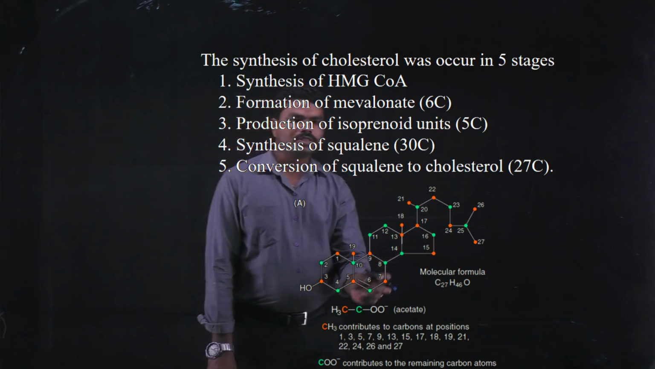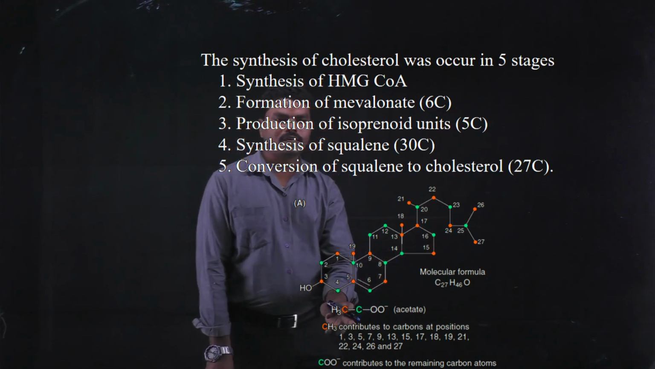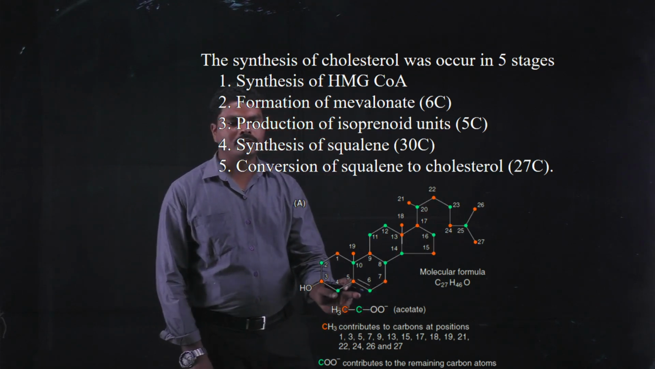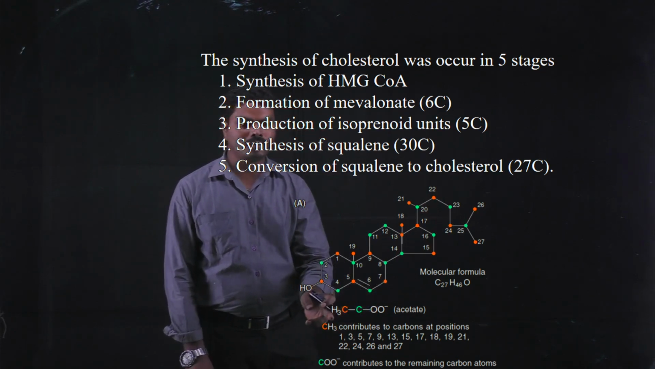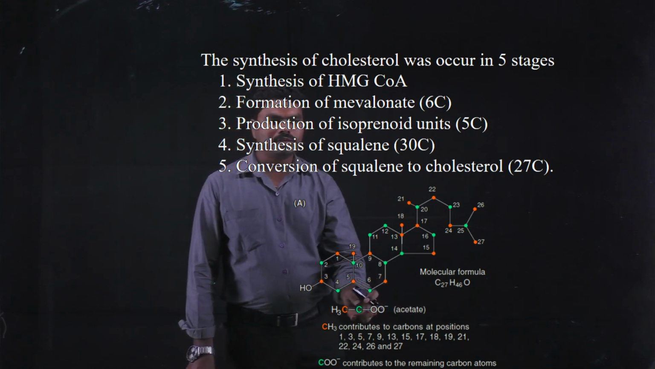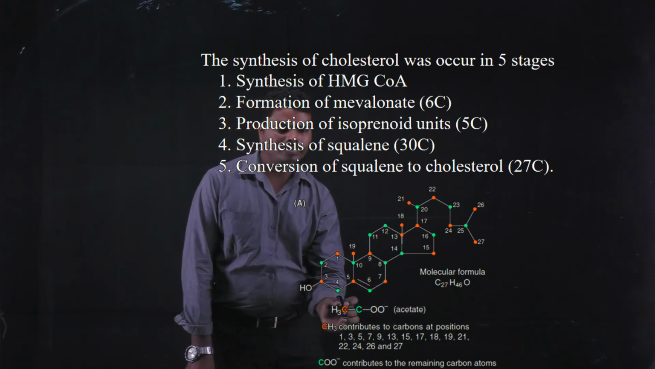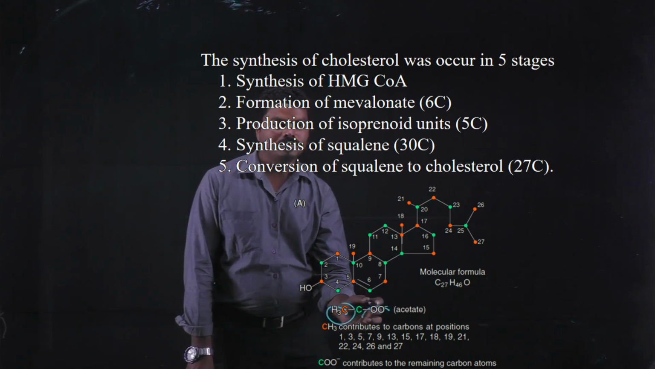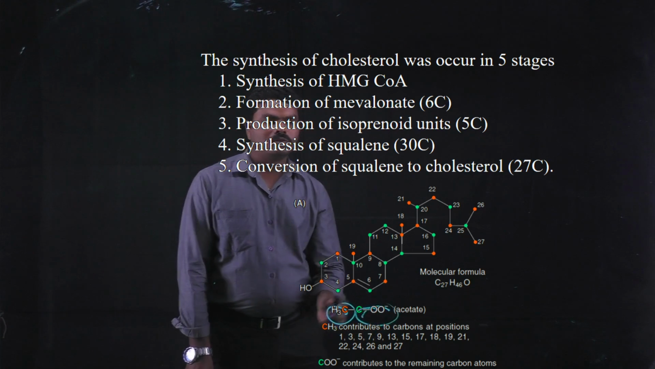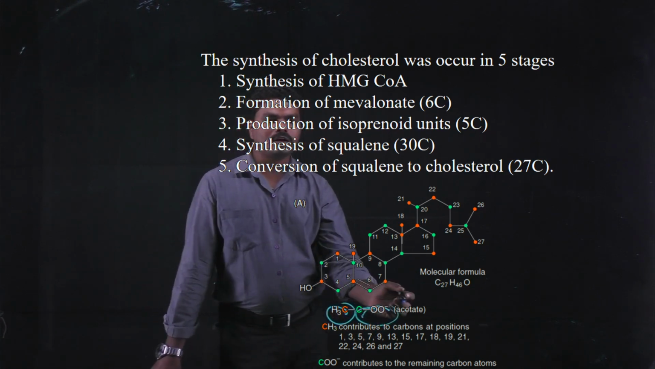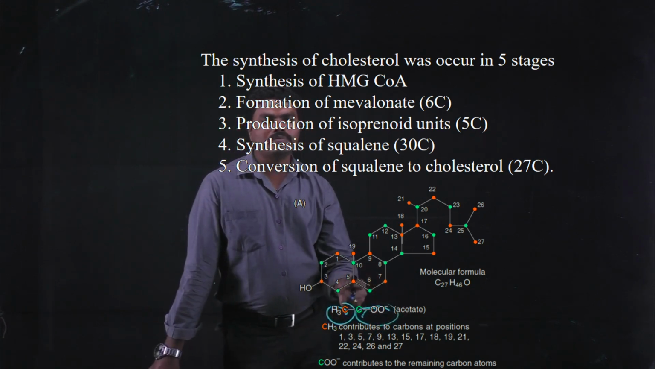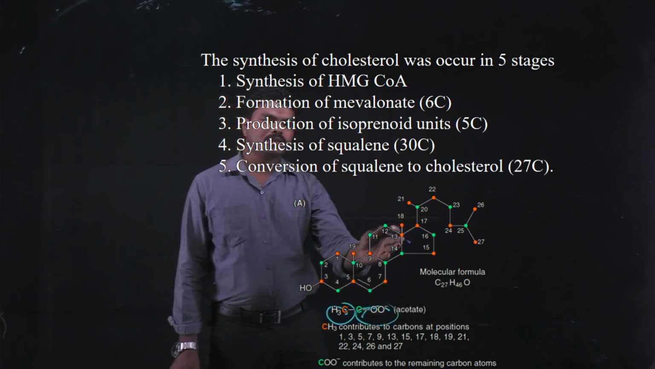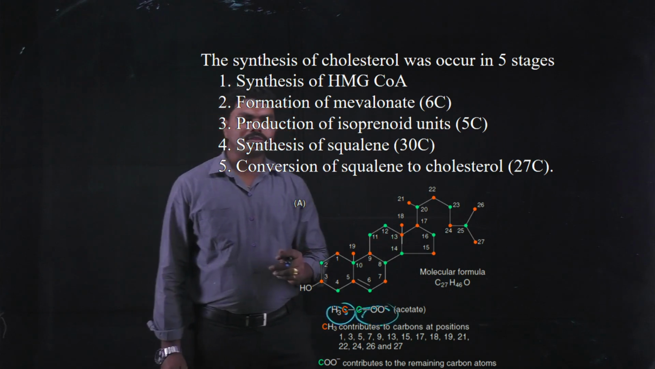And the administration of acetate, the 14C labeled acetate, labeled on either the methyl group or the carboxyl group. So this one is the methyl group and this one is the carboxyl group. When you label either the methyl group or the carboxyl group of the 14C acetate, then the total carbons present in the cholesterol are established.